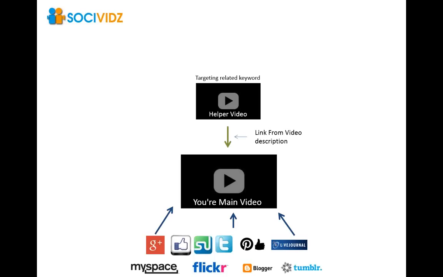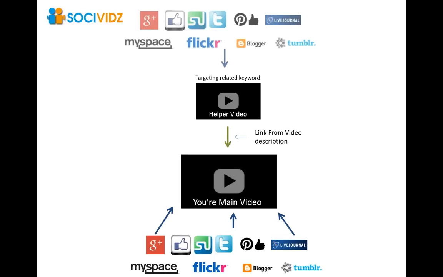So anyway, what we're doing here is, let's say for example our main keyword is video marketing services. Now a helper video keyword could be something like video marketing company, or video marketing, or automated video marketing. So both of these videos are going on YouTube. Our helper video is also going on YouTube, but from the description you're going to be linking back to your main video, and you're also going to be getting social links and social embeds for your helper videos as well. So your helper videos are getting exactly the same kind of promotion that your main video is getting, but the only difference is that the description from your helper video is going to be linking back to your main video. Again, all of this can be done through SociVidz.